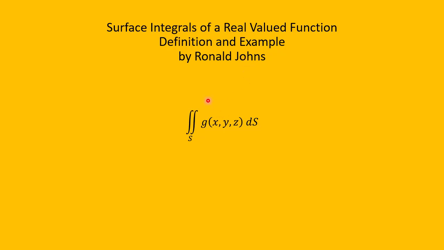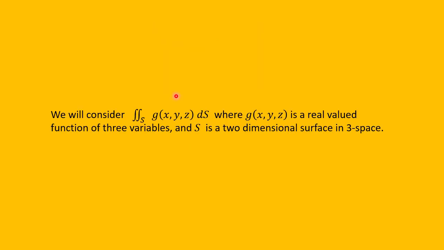We will be looking at something of this form: the integral over a surface S of a function g of x, y, z times dS. In this video, we'll consider an integral of this form where g of x, y, z is a real valued function of the three variables x, y, and z. So we're using rectangular coordinates here. And S is a two-dimensional surface in three-dimensional space, R3.